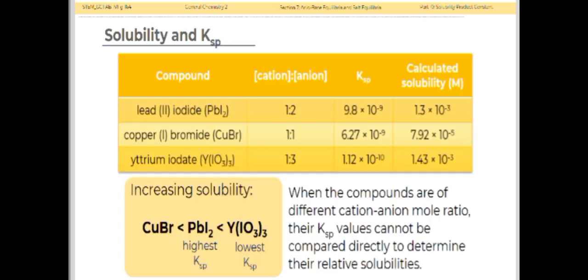When the compounds are of different cation to anion mole ratio, their Ksp values cannot be compared directly to determine their relative solubilities. In the given set of compounds, lead 3 iodide has the highest value of Ksp, but it is not the most soluble compound. Yttrium iodate, with the lowest Ksp value, is the most soluble compound. Thus, in this case, it is important to calculate the molar solubilities from the Ksp values to identify relative solubilities of the given compounds.